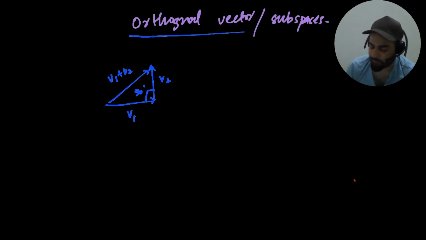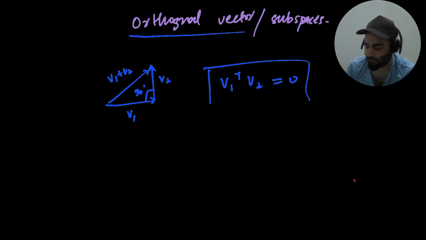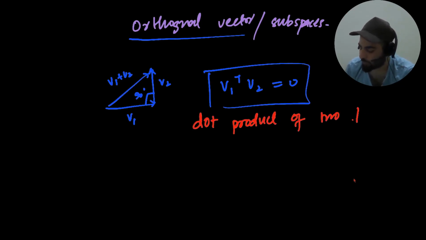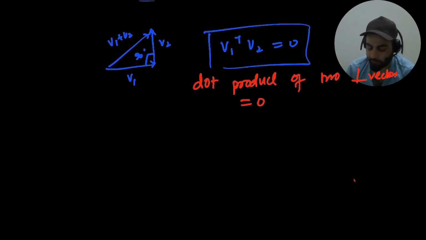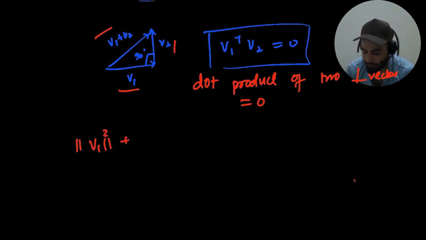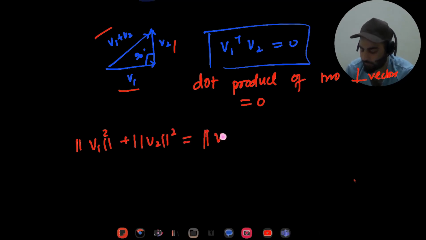In terms of mathematics, in terms of dot product, if we take v1 transpose v2, this should be equal to 0. That's the meaning of orthogonality: the dot product of two orthogonal vectors is equal to 0. Let's go back to the old Pythagoras and see how to prove that. We have this base and this perpendicular, and this hypotenuse. So we can write base square plus perpendicular square equal to the hypotenuse square.